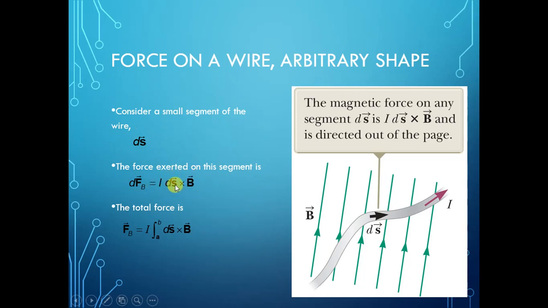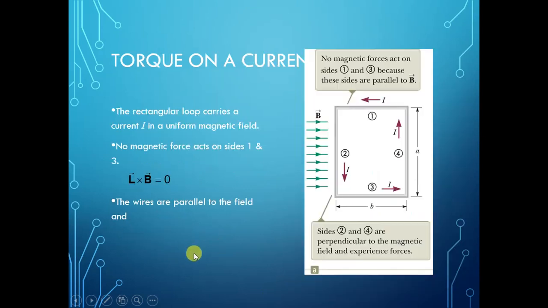So ds is our small segment, and for the total force, if we need to take all the wire, or how much force is applied on this wire, we need to integrate. So we get the total magnetic force F equals I times the integral from a to b of ds cross B. So we will get the value of that.